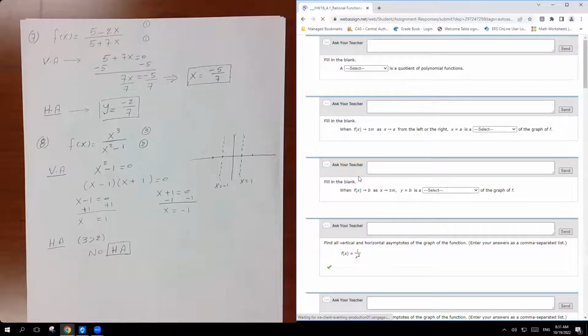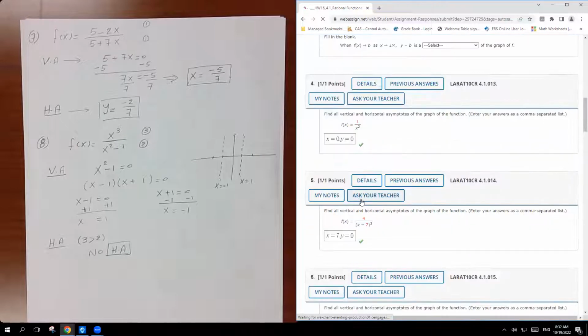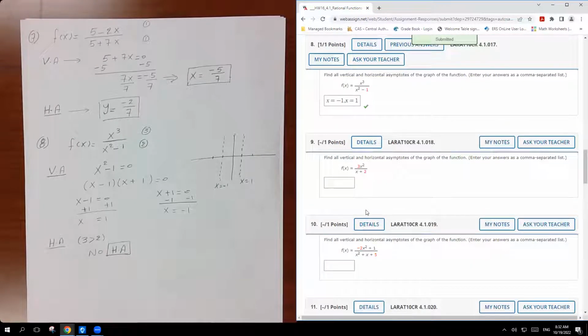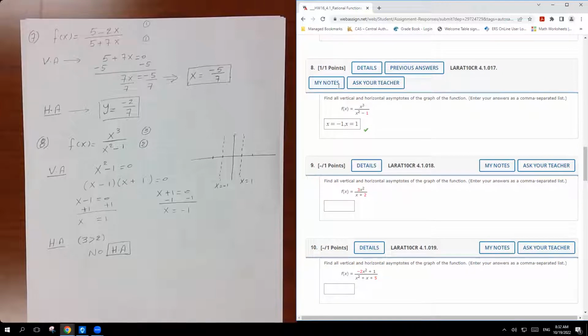But the degree on the top is greater than the degree on the bottom. That means there is a slant asymptote for example 8. There's a slant asymptote on this one.